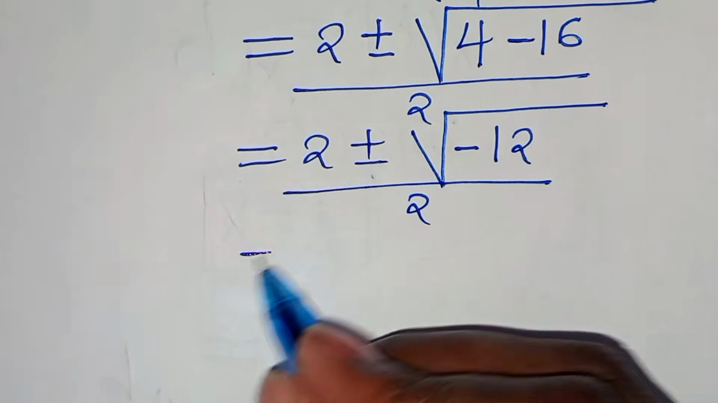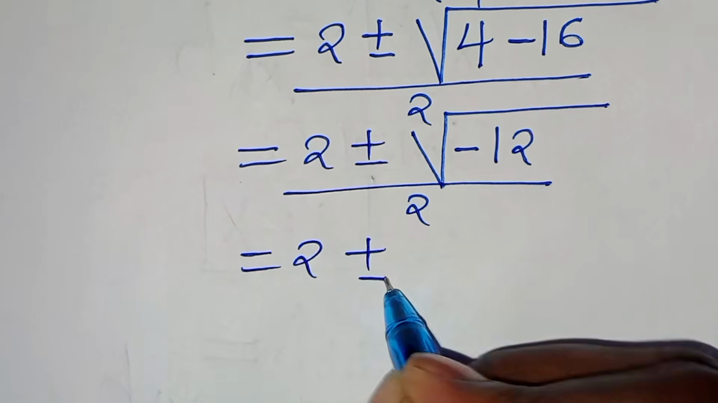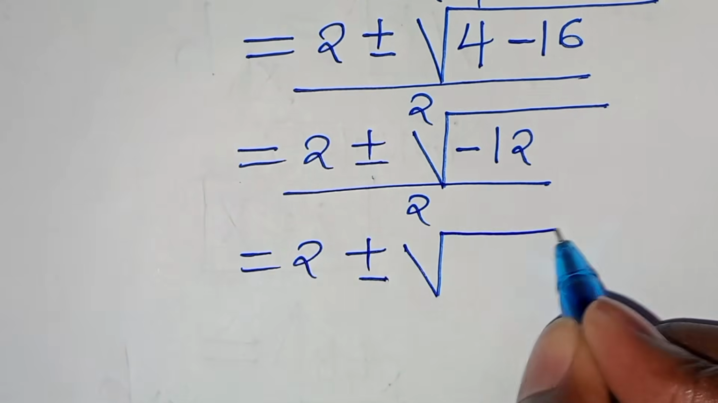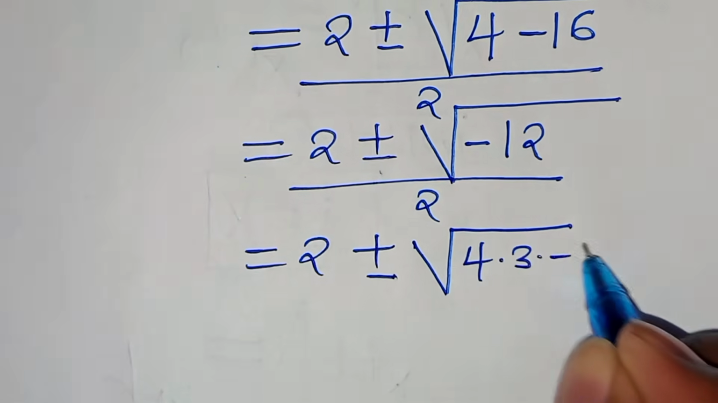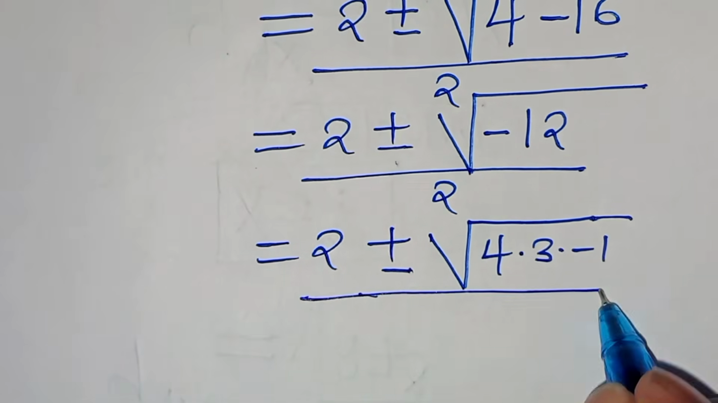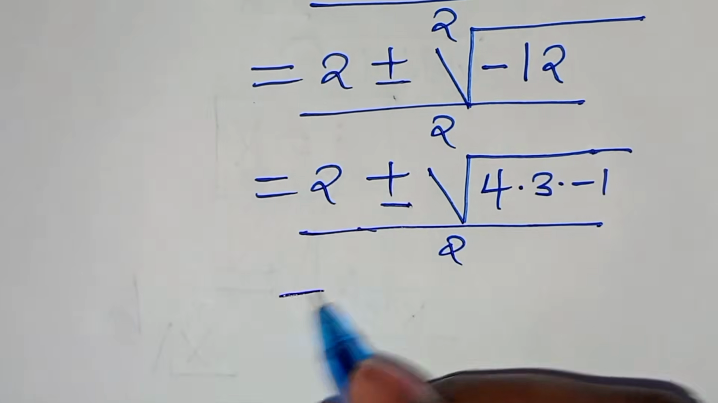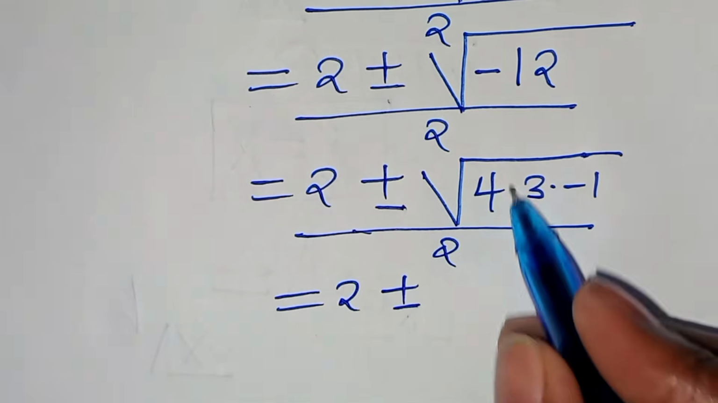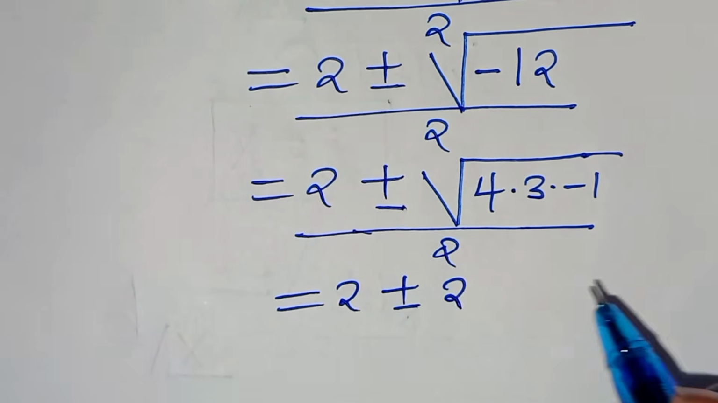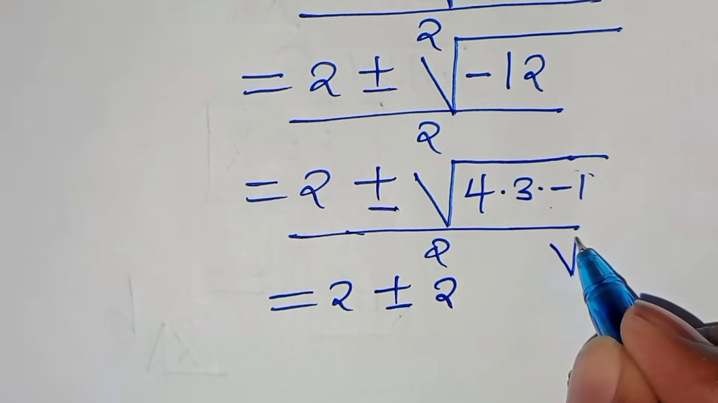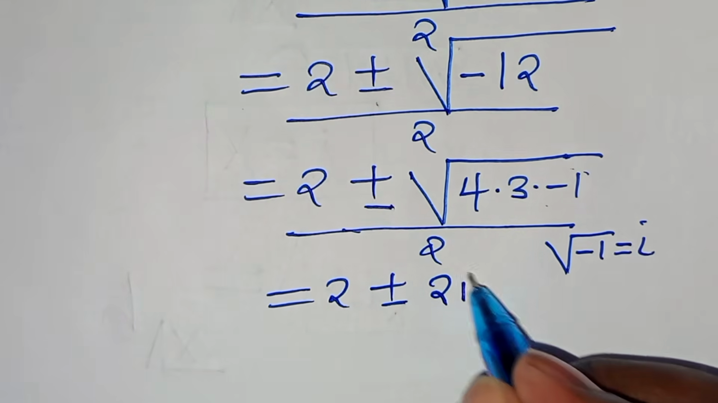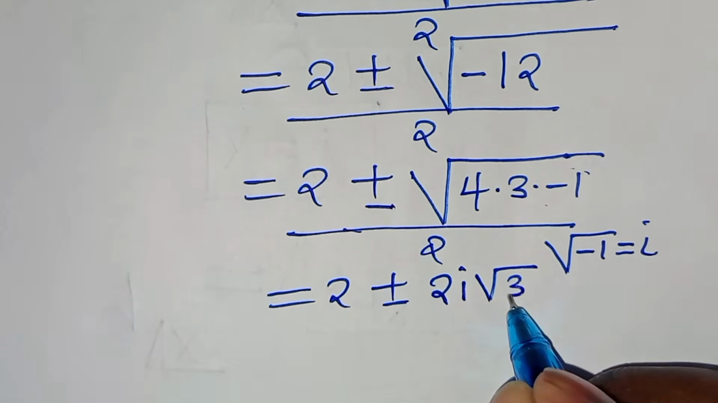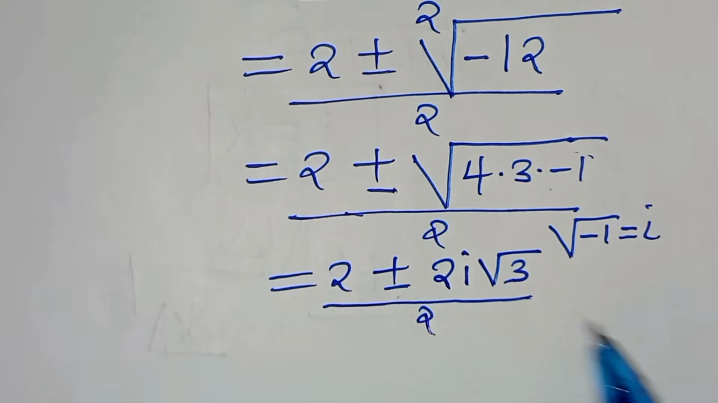The next step is that we have 2 plus or minus the square root of negative 12, which you can express as 4 times 3 times negative 1, divided by 2. Now this is 2 plus or minus the square root of 4, which is 2, times the square root of minus 1. The square root of minus 1 is equal to i. So we have 2i square root of 3 divided by 2.